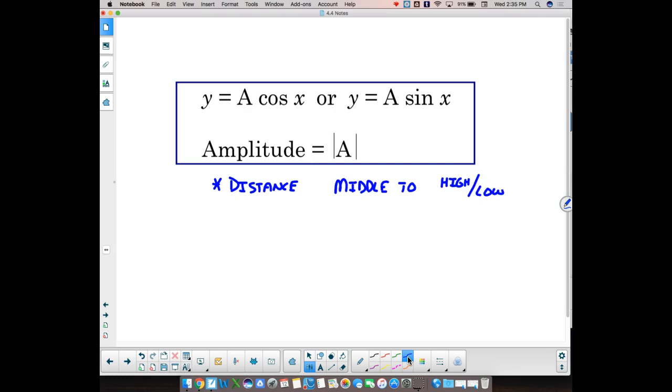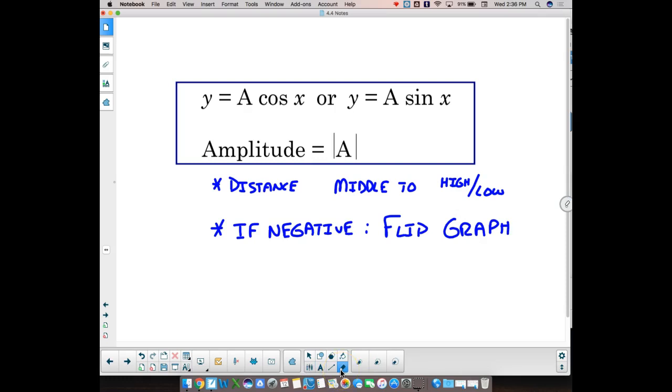it's not only the distance there, but also, if it's negative, it will flip the graph. Okay? It will flip the graph if it is negative.